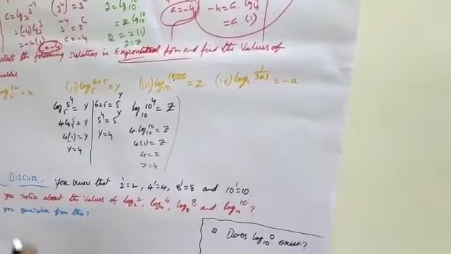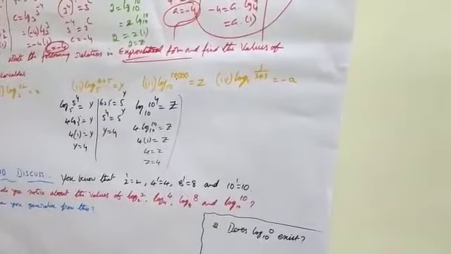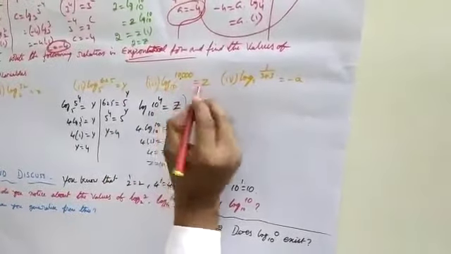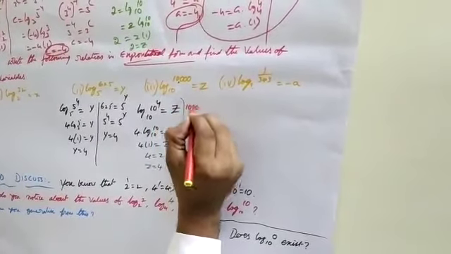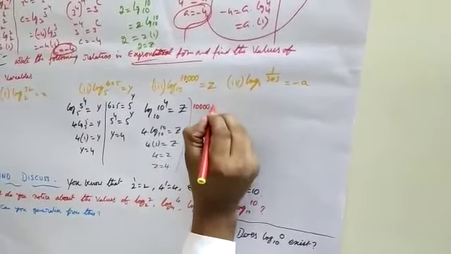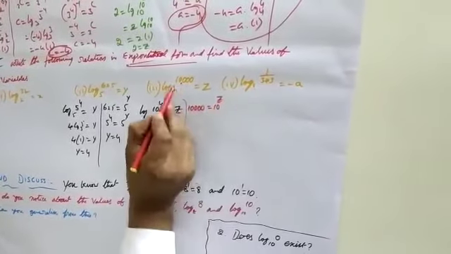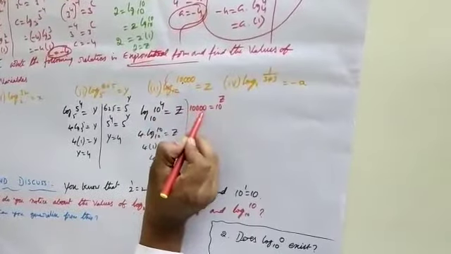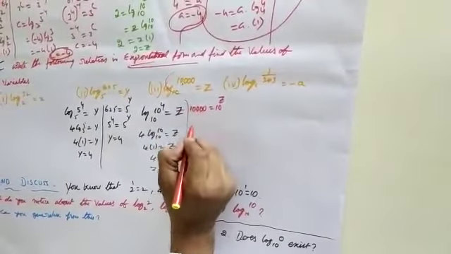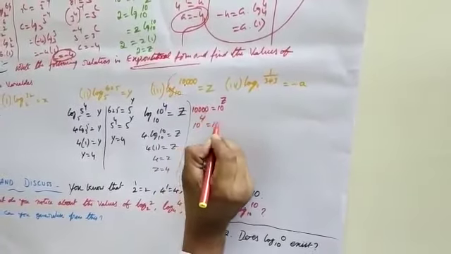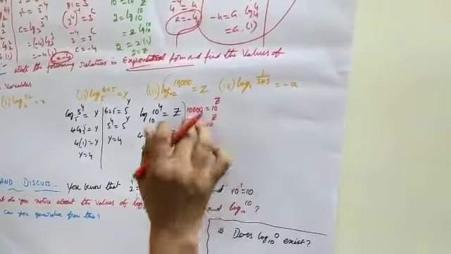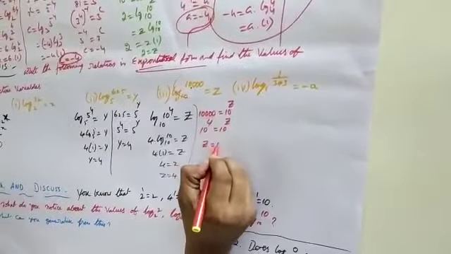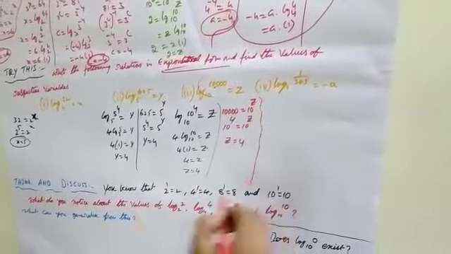At the same time, see, 10,000 is equal to 10 power z. This is logarithmic form converted into exponential form. What is 10,000? 10 power 4 is equal to 10 power z. Bases are equal, powers are equal, therefore z is equal to 4.